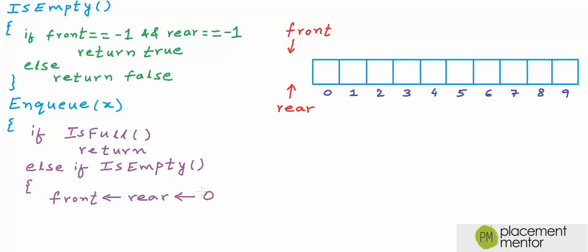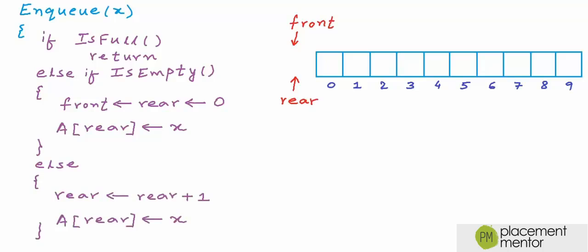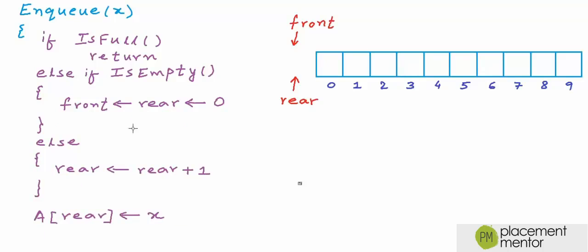Else, if queue is empty, we can add a cell to the queue. We can add cell at index 0 in the queue. And now we can set the value at index rear as x. In all other cases, we can first increment rear and then we can fill in value x at index rear. I can get this statement, A[rear] = x, outside these two conditional statements because it's common to them.